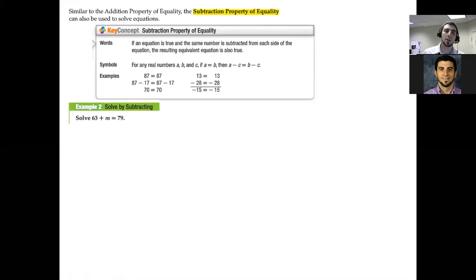All right, so let's solve this one. 63 plus m equals 79. What do we need to do to get m by itself? Get rid of the 63. Since the 63 is positive, we're going to want to subtract 63 from both sides.